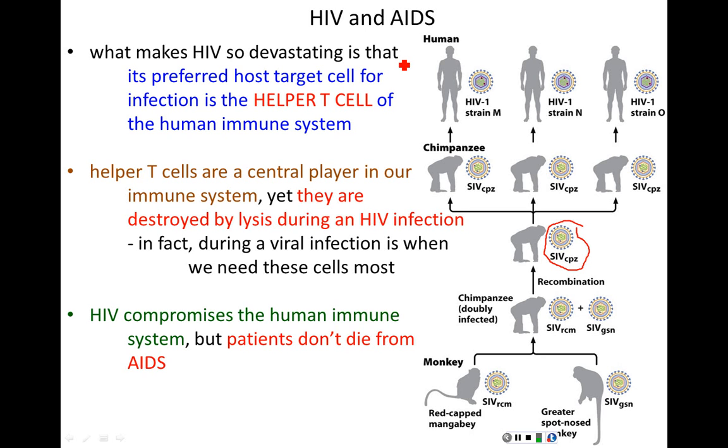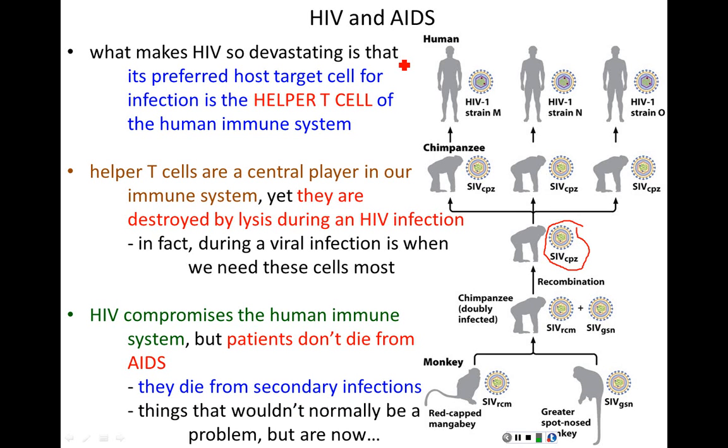It's important to note that patients don't die from AIDS. AIDS is not a deadly disease. AIDS simply compromises the human immune system. What patients die from are secondary infections that they should have been able to fight off, that they would have been able to fight off normally, but they couldn't fight off now because of the severe depletion of their immune system due to an active AIDS infection. Things that wouldn't normally be a problem are problems now for that AIDS patient because of the damage done to their immune system.